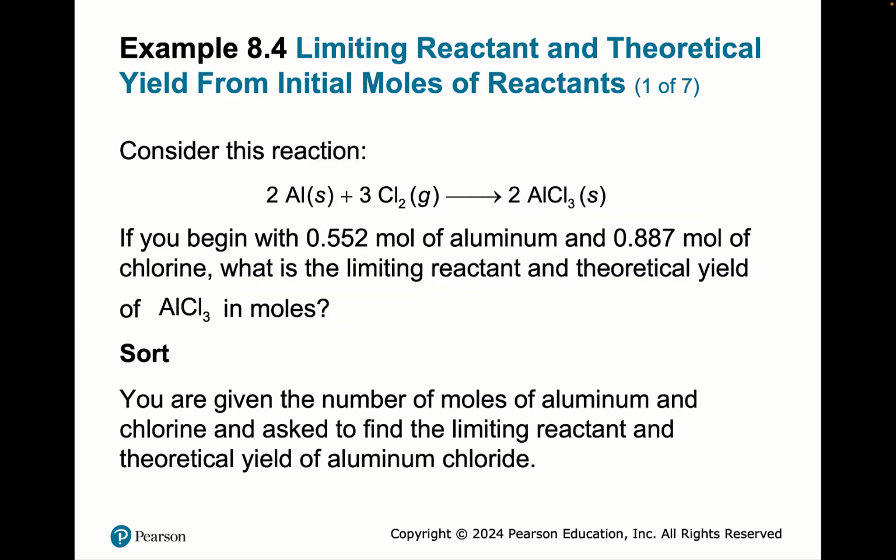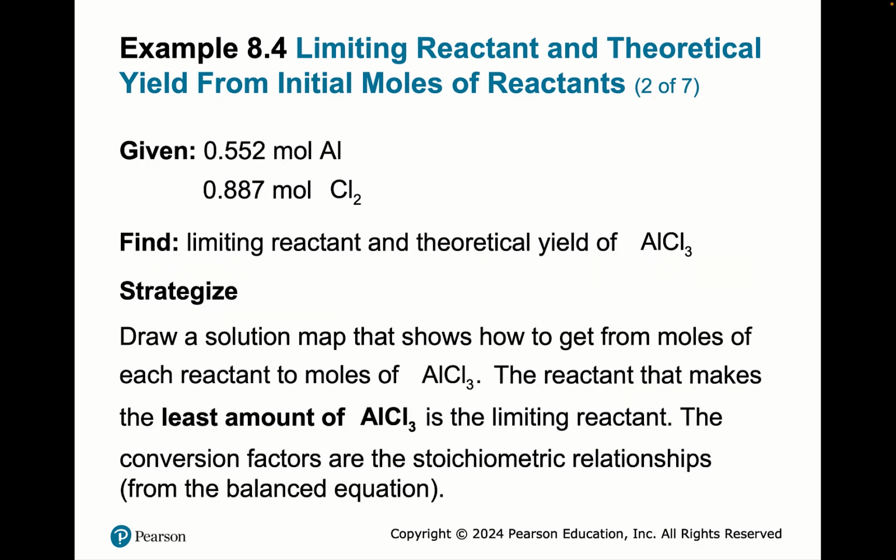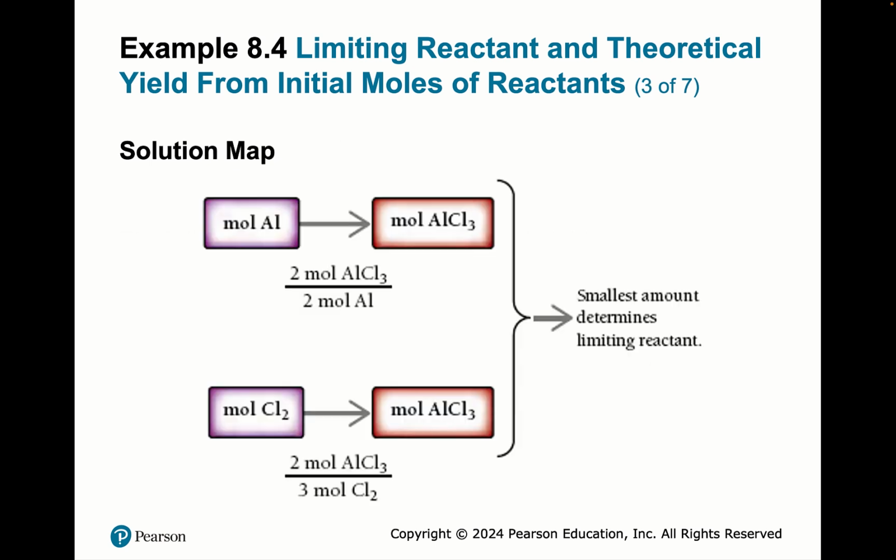So let's look at this reaction. 2 aluminums plus 3 chlorines makes 2 aluminum trichlorides. You begin with 0.552 moles of aluminum and 0.887 moles of chlorine. Which one is the limiting reagent, and what is the theoretical yield of aluminum trichloride in moles? Just glancing at it, we don't know which one is the limiting reagent. We have to calculate it out.